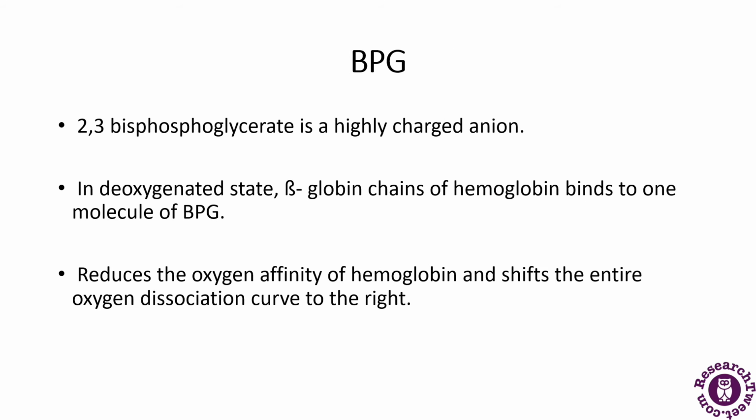Next we will talk about BPG, that is 2,3-bisphosphoglycerate. It is a highly charged anion. In the deoxygenated state, the beta globin chains of hemoglobin bind to one molecule of BPG. What it does is reduce the oxygen affinity of the hemoglobin and shift the entire oxygen dissociation curve to the right. So it will shift the entire dissociation curve towards the right.